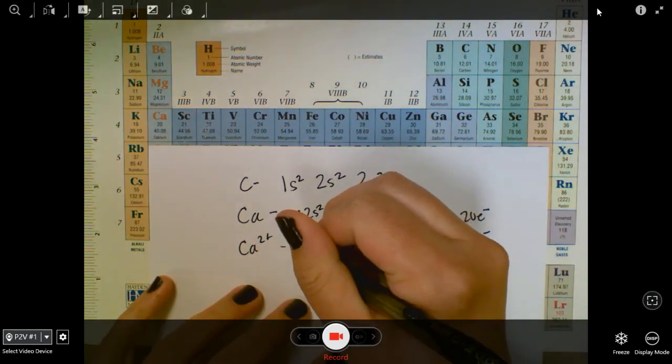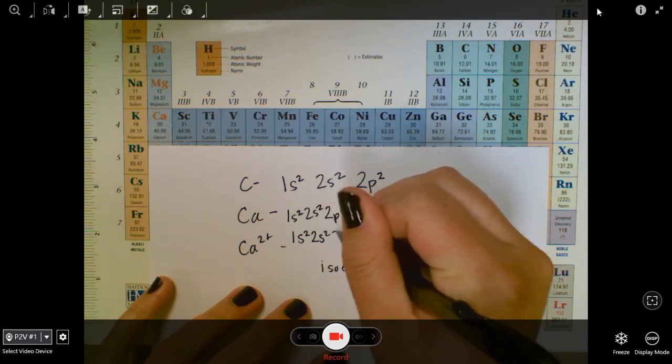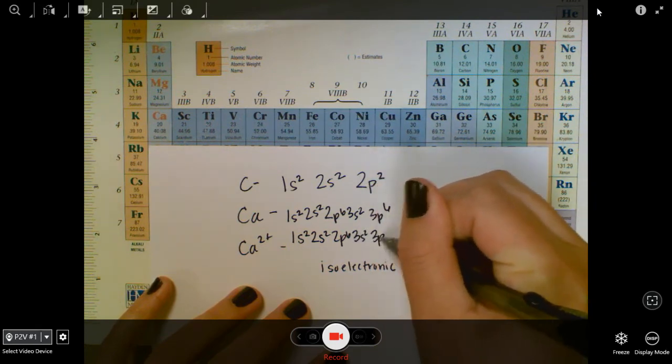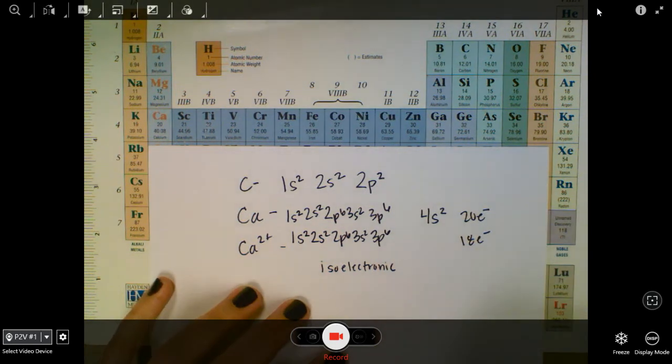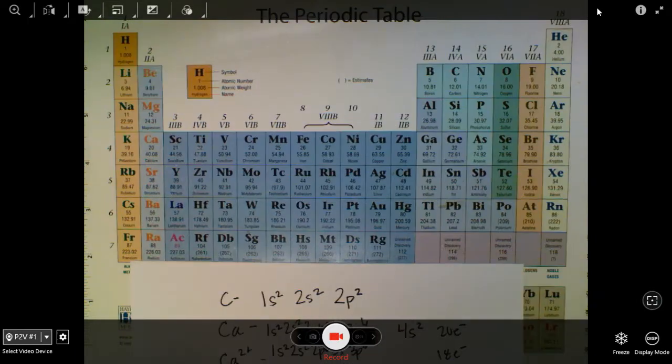So our electron configuration for this ion is going to be 1s2, 2s2, 2p6, 3s2, and then 3p6, and that's it. Okay? Alrighty. I'm going to switch to a different note card here.